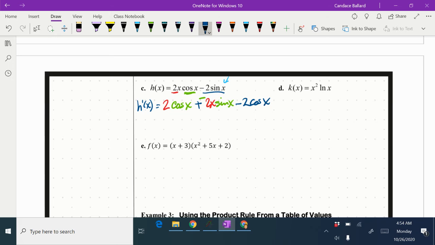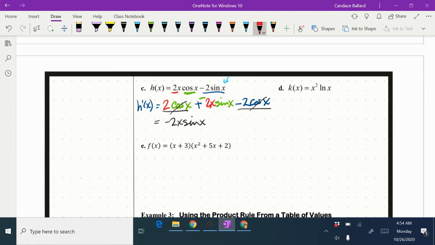It does look like I could do some combining like terms. So it looks like I can combine the 2 cosine x and the 2 cosine x, which would actually end up canceling. So my final answer is negative 2x sine x.